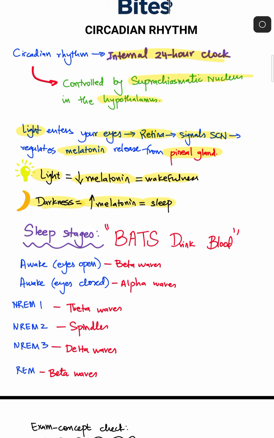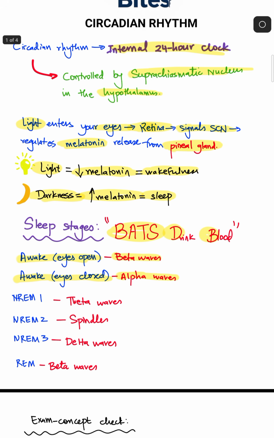Now, the sleep stages are important to know, and we have a mnemonic to know at what stage what waves are seen on an EEG, electroencephalogram. The mnemonic is bats drink blood. When you're awake and your eyes are open, the waves that we see are beta waves. When you're awake and your eyes are closed, the waves we see are alpha waves.